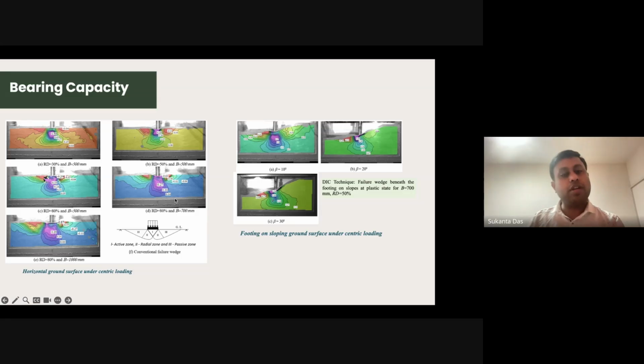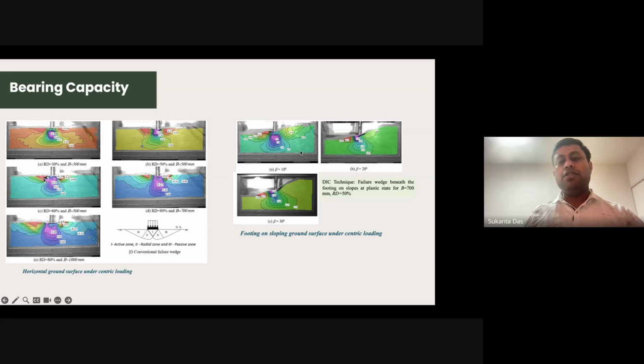We are getting a similar trend for the horizontal ground surface from the digital image correlation, so it is well justified. Again, we see this increase. So it is following the similar trend that was proposed by the conventional theories of Meyerhof, Terzaghi and Bishop, eminent researchers in the early days.